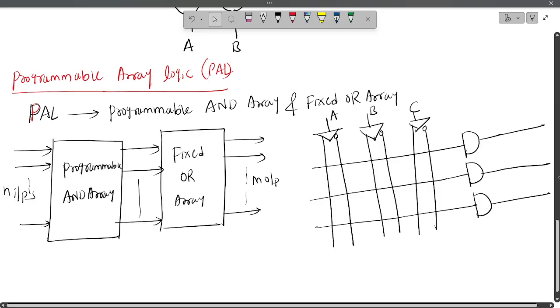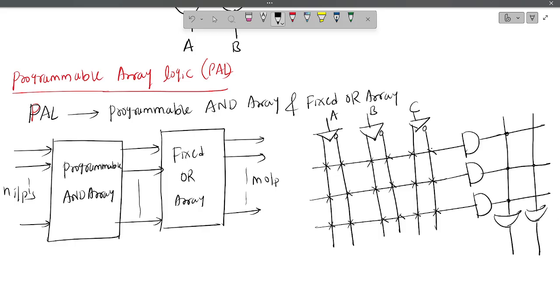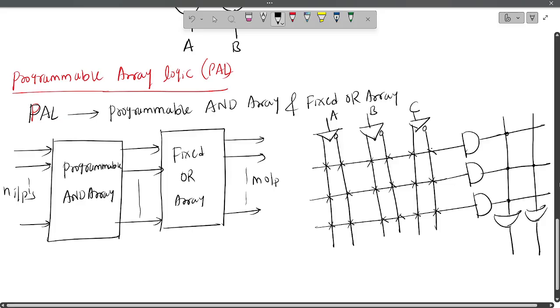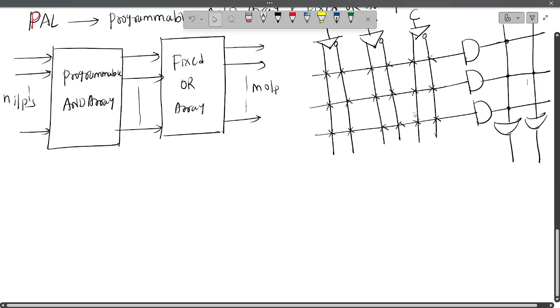Okay. So see here, this will be the programmable AND array. This is programmable, all are programmable. And suppose you take the OR array, so this is my fixed OR array. So fixed OR array means how it will be there. Like this it will be there. The OR connection points will be fixed. Did you understand? Okay.